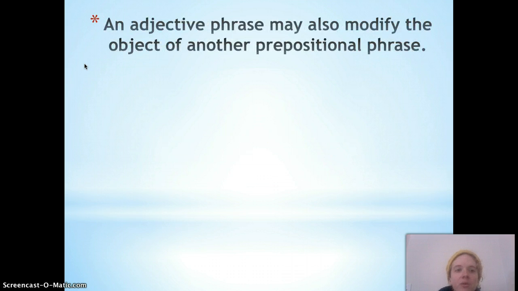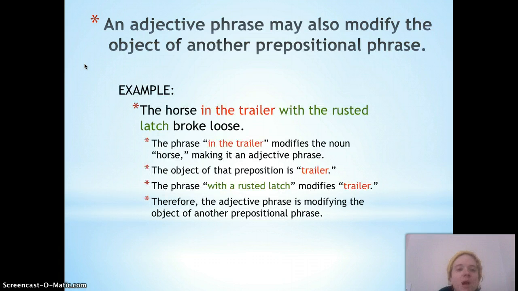And the last note, an adjective phrase may also modify the object of another prepositional phrase. So let's take a look. The horse in the trailer with the rusted latch broke loose. So you have 2 prepositional phrases here, in the trailer and with the rusted latch. The phrase in the trailer is modifying horse. Okay, that's pretty easy. So let's look at the second prepositional phrase.